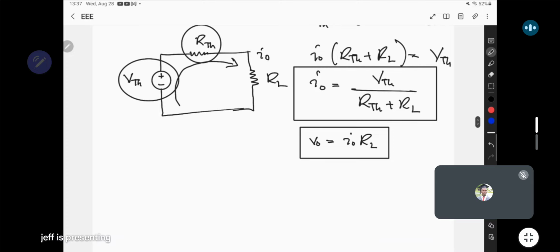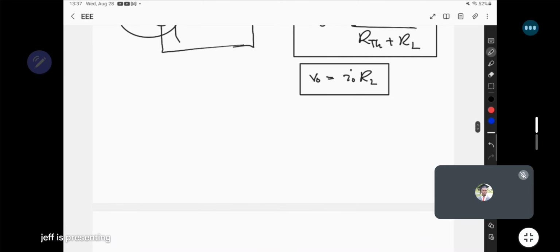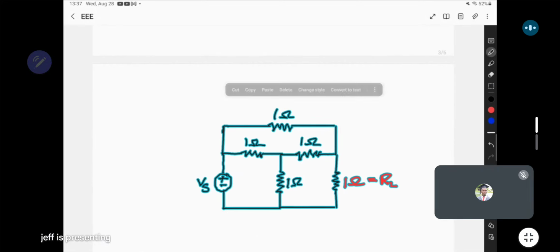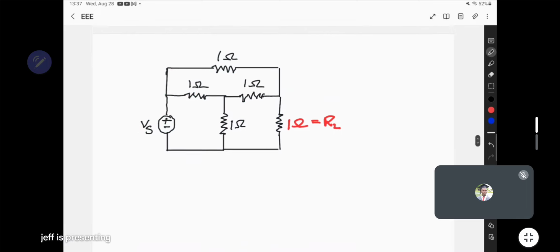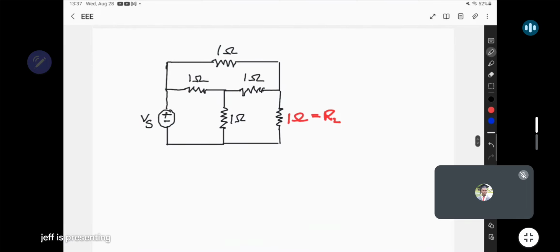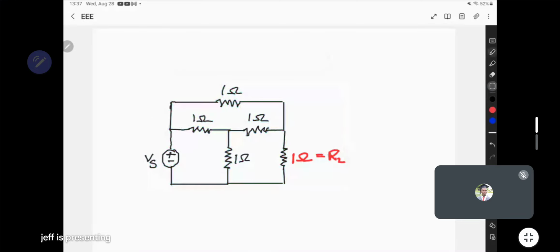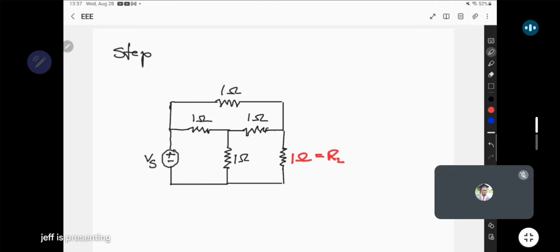Now that we know how Thevenin's method works, how do we find R Thevenin and V Thevenin? Well, for this circuit, it's a little bit straightforward. So this is what we have. So what happens here? In step 1, open the load resistor. So here, of course, if you are opening the load resistor, then it means that you're trying to find V Thevenin, which is the open circuit voltage.